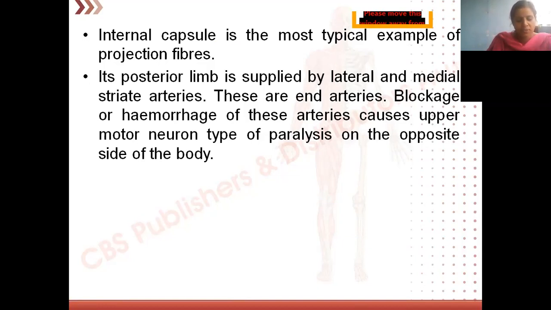What is the next question? Okay, radial artery.